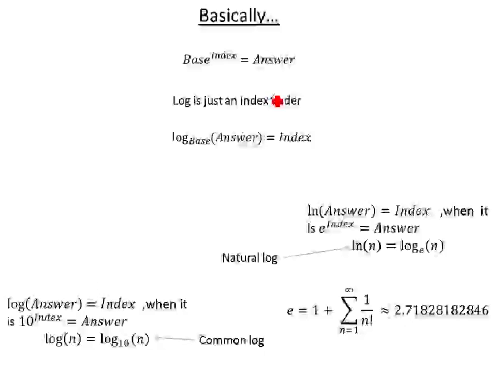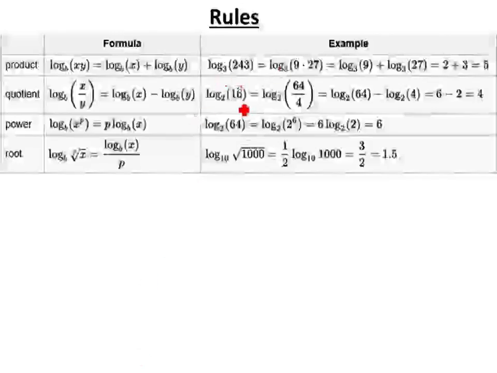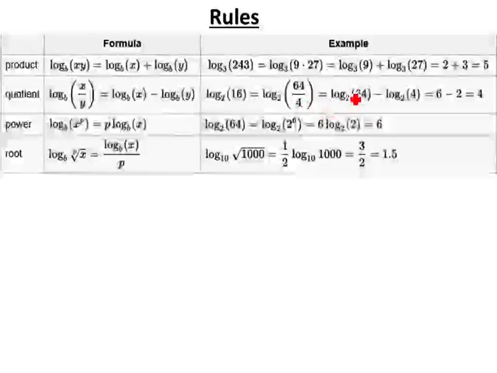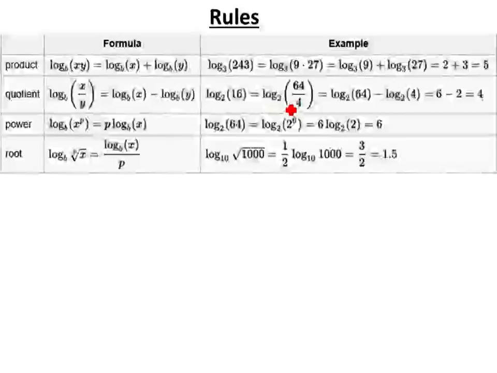Just saying. This one's called the natural e. This one's called the common, 10. This one's called the binary, has 2. But that's the 16, it's the same as 64 divided by 4. But then again, if you're going to be working with 2 to the what makes 64, and 2 to the what makes 4, that's easy, that's 2.